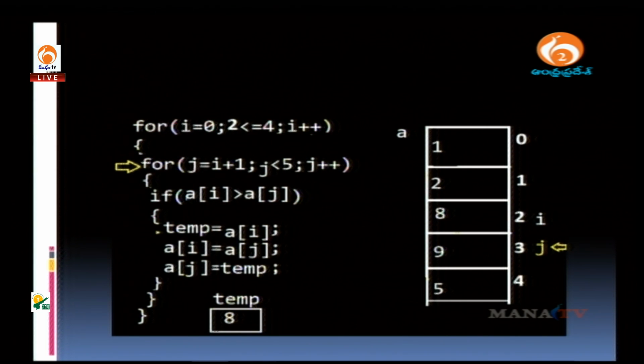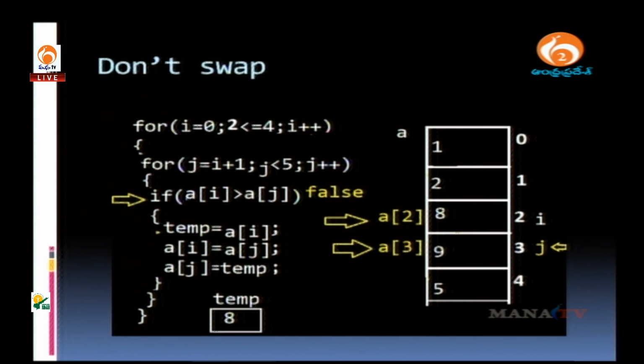Now, j equal to i plus 1 means 2 plus 1, that is 3. 3 is stored into j. j less than 5 means 3 less than 5, which is true. Control enters the body of the inner for loop.